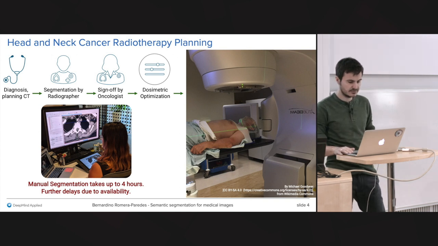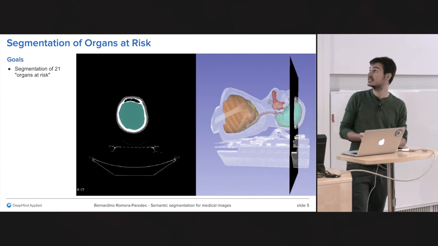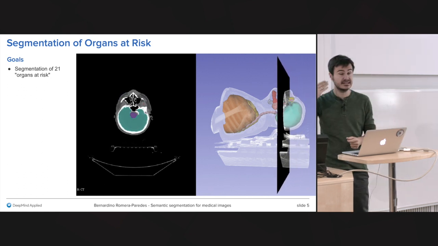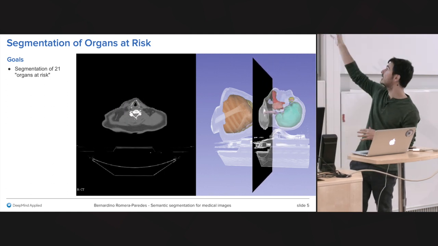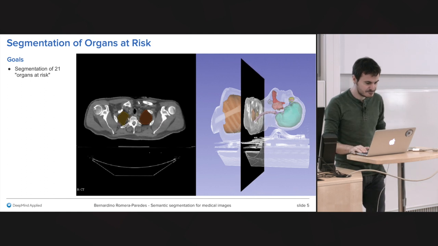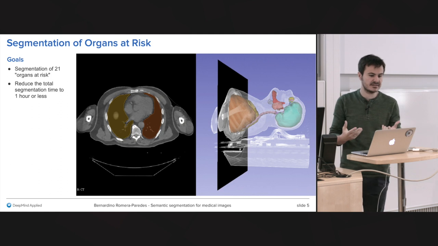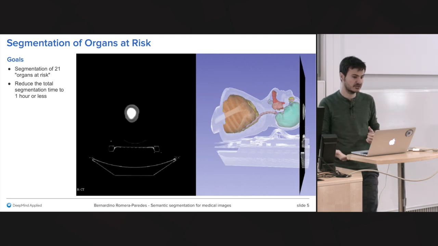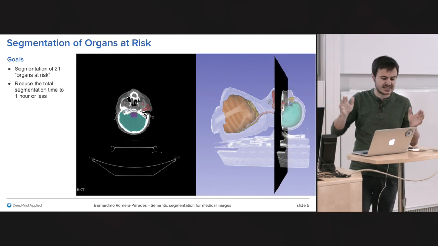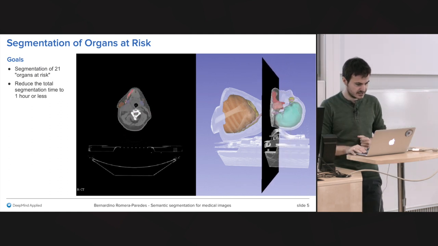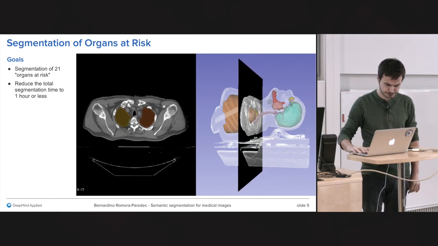In particular, we focus here on segmenting 21 organs at risk in head and neck cancer, which are the ones that you see over there, brain, and many others. And to do this in a way that makes the life of the radiographer easier and more efficient, so that in total we decided to have a top of 1 hour for the radiographer to have the whole thing done.